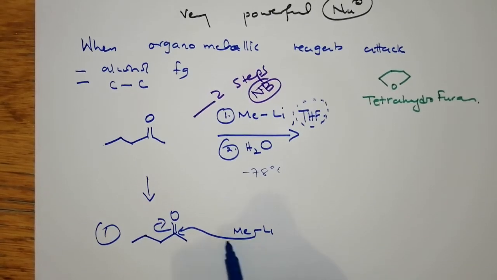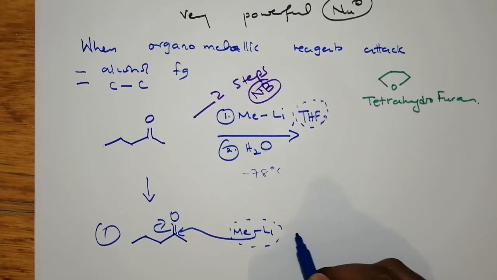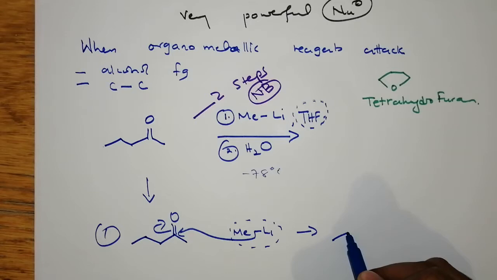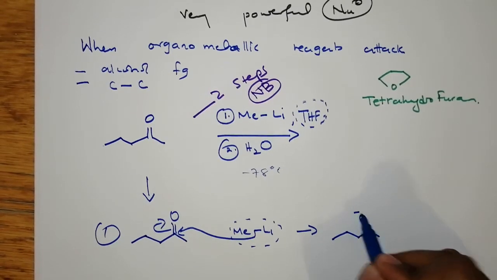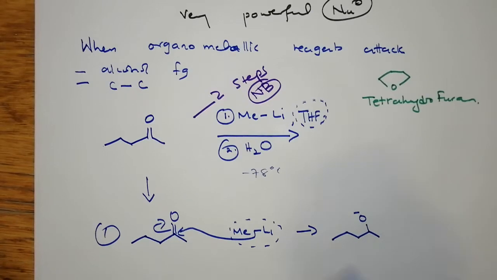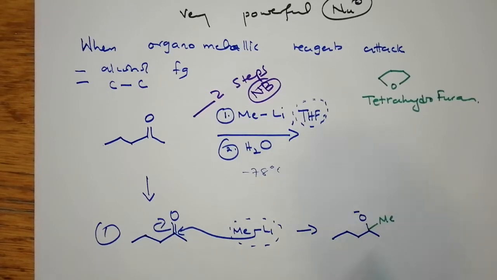So you must react it with the organometal, right? And then you're going to have an anion right there, O minus, right? And then you have your Me right there.